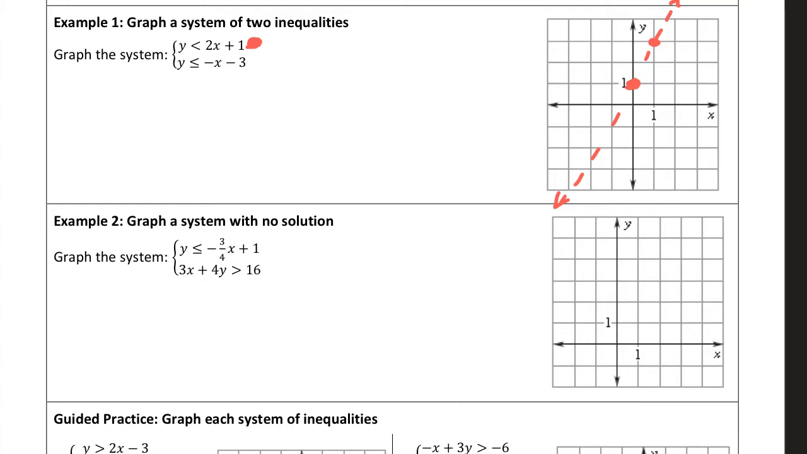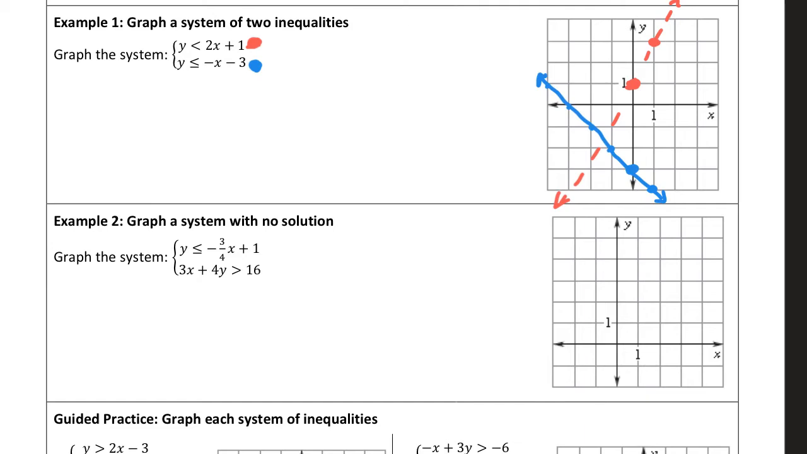In the next equation, it's got a y-intercept of -3. Well, actually first, I'll make that one blue. It's got a y-intercept of -3 and a slope of -1. It's going to look something like this. And that is less than or equal to, so that is a solid line.